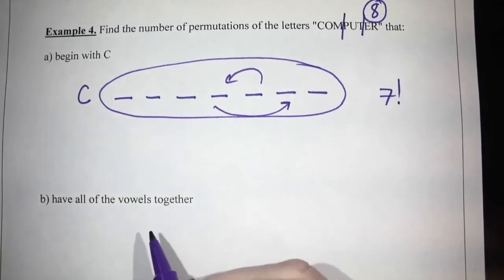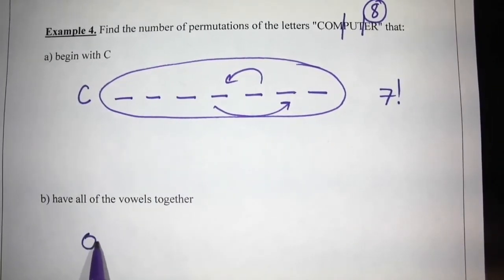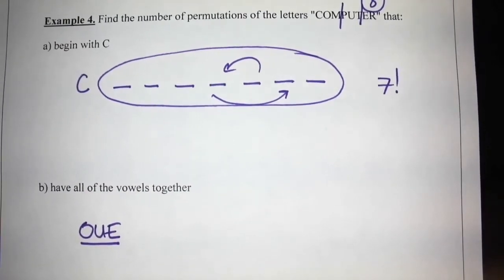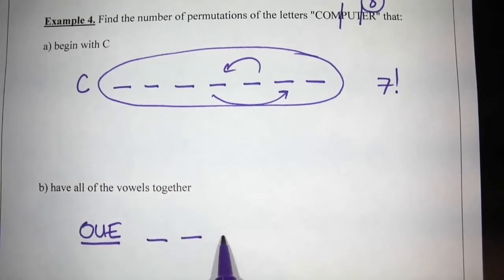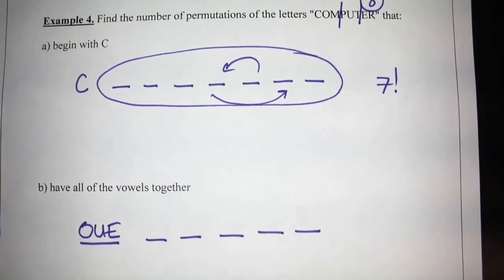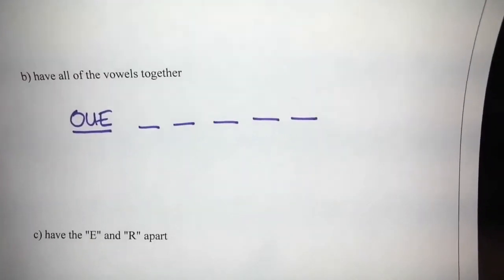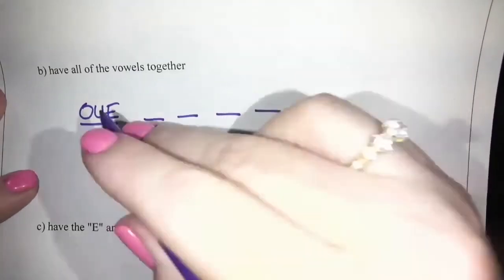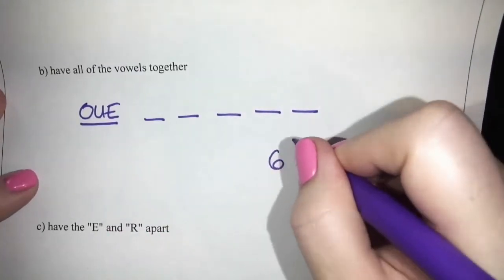Have all the vowels together. So vowels in computer are O, U, and E. If they're all together, they can move down the row as long as they're stuck in one spot together. So I draw a line under them and just one line for all three. So of computer, there were 8 letters. So take away 3, that's 5 left. So how many units or how many things are we arranging? Well, we have 1, 2, 3, 4, 5, 6 things to arrange, 6 factorial.